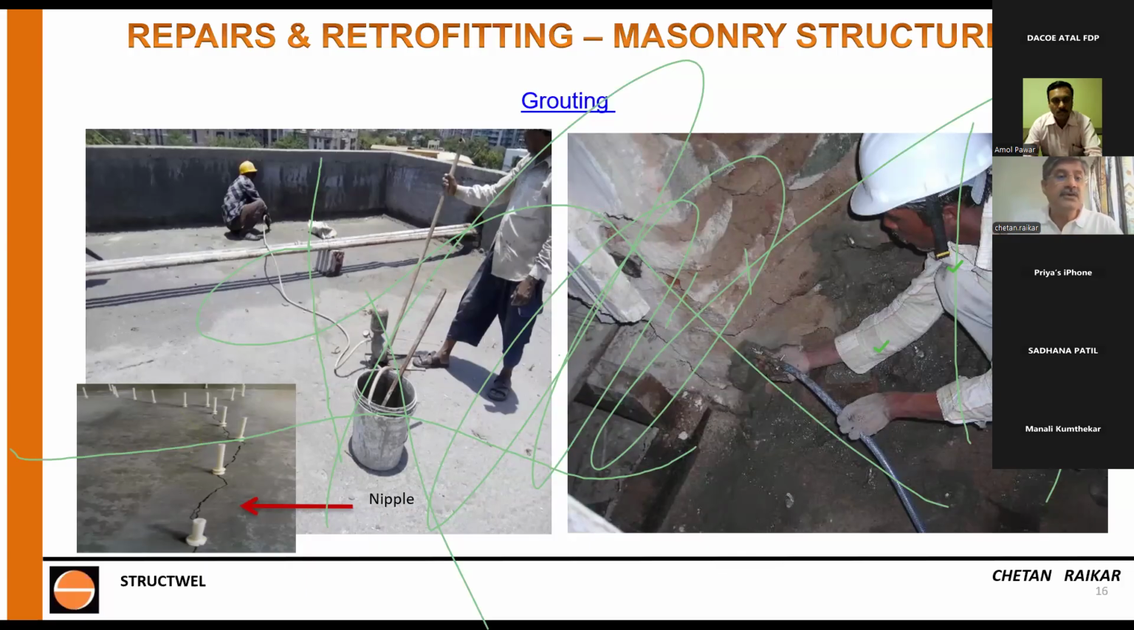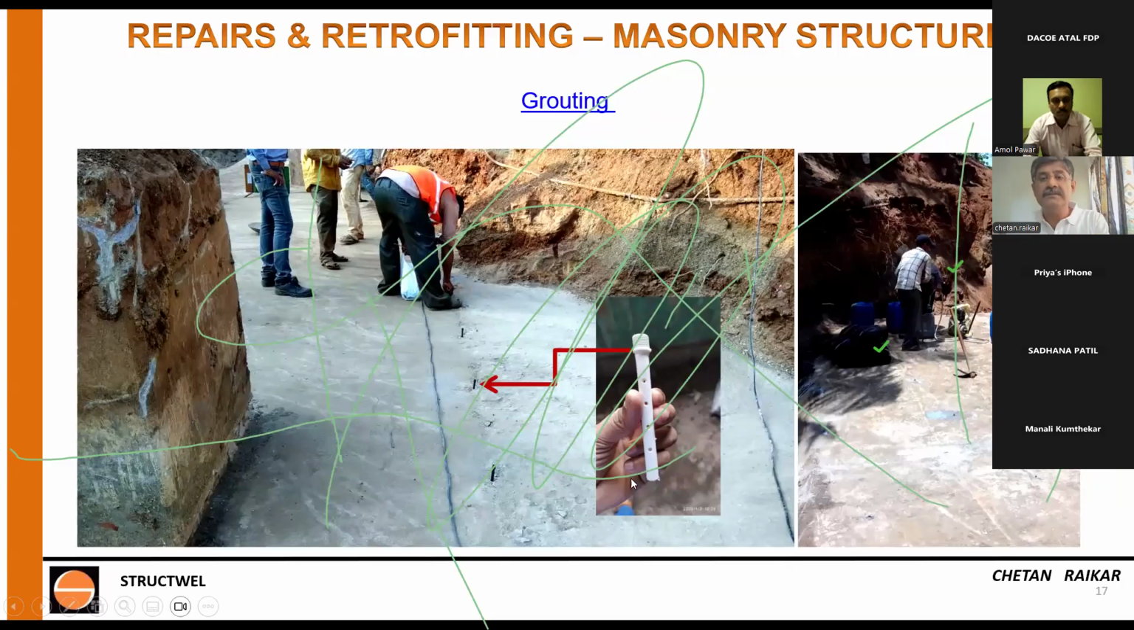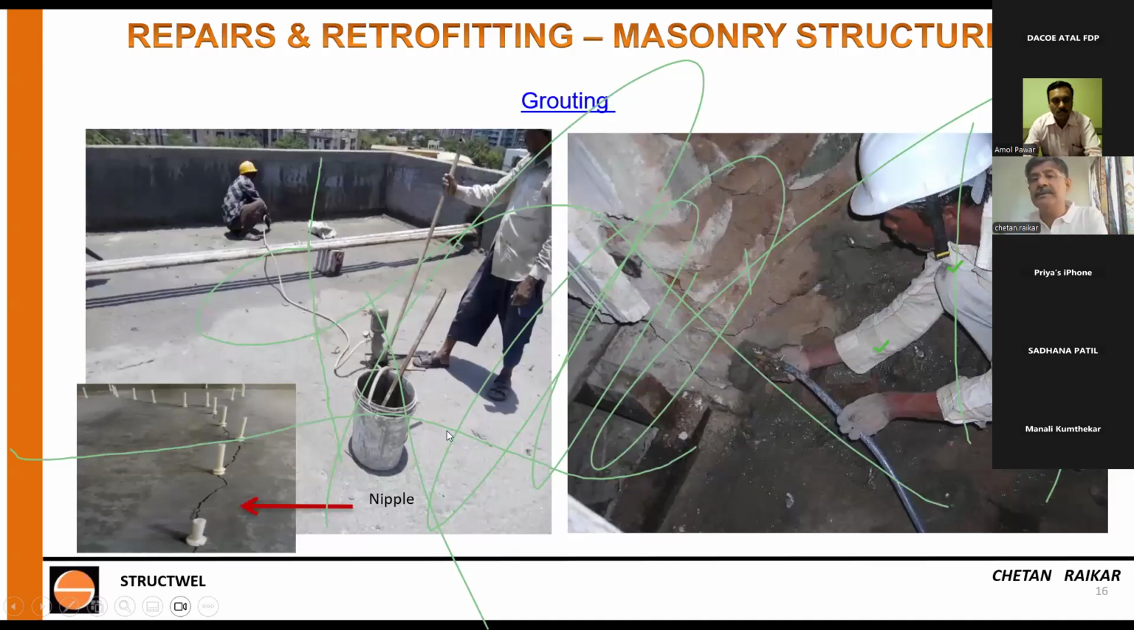Now this is what you see in this inset photograph here. This is what is called a nipple or a grouting tool. We used it for the first time. If you see this photograph, you can see a multi-perforated nipple. So this nipple will go inside concrete mega slabs. This slab will have a thickness of 100 mm, 200 mm, and things like that.